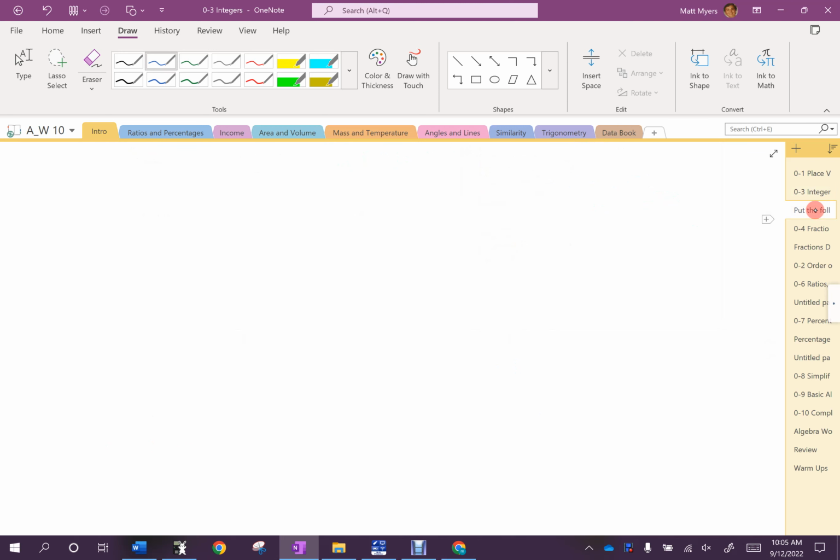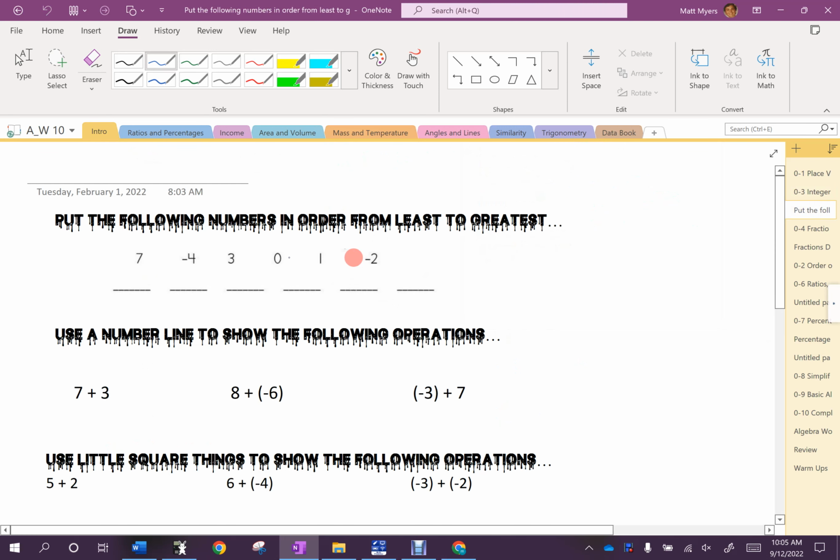So, put those numbers in order from least to greatest. So what of those numbers is the smallest? Just do it in your head. If you can find a little space on your white paper, you can write it right there. This is just practice. Put the smallest number on the left and work your way up.